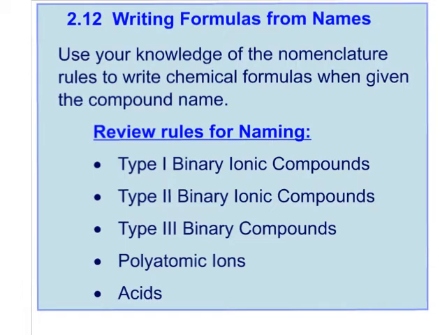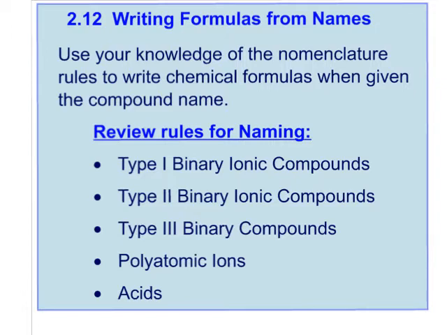So here's the very last section in writing nomenclature for chemistry. It's writing formulas from names. And basically, you just need to review everything you've done so far. Use your knowledge of the nomenclature rules that you've just learned in the last 3 sections to be able to write the chemical formulas when you're given the compound name.